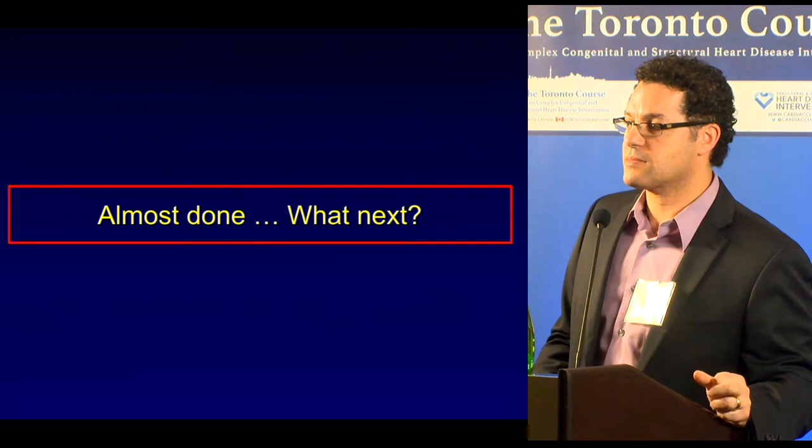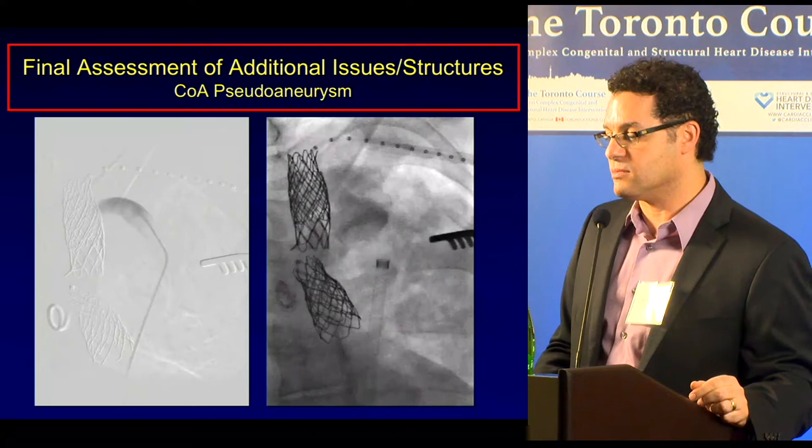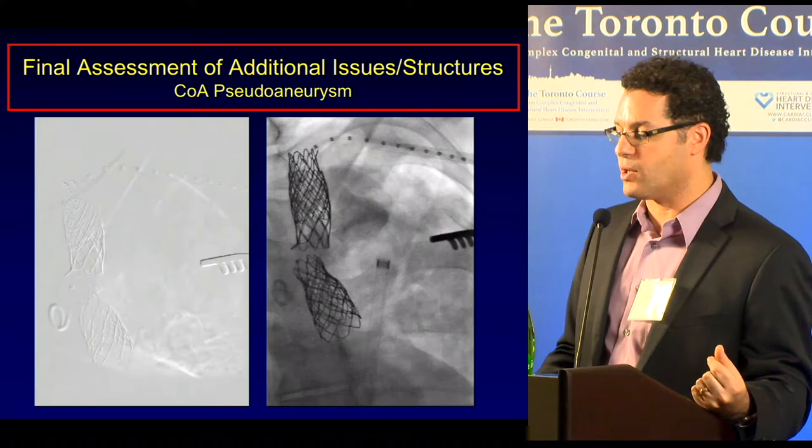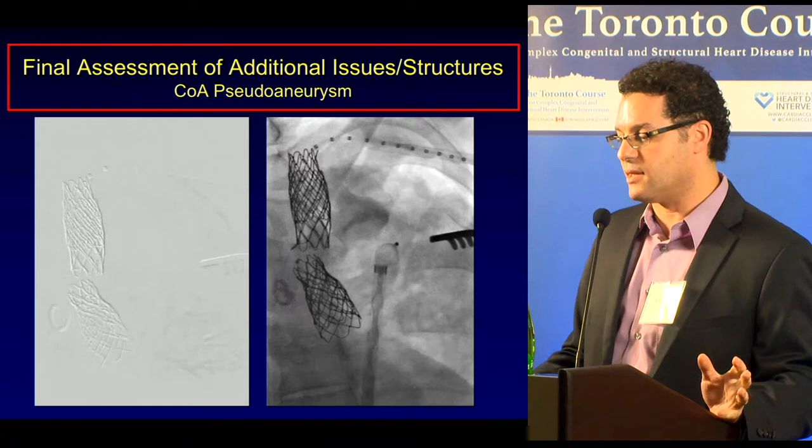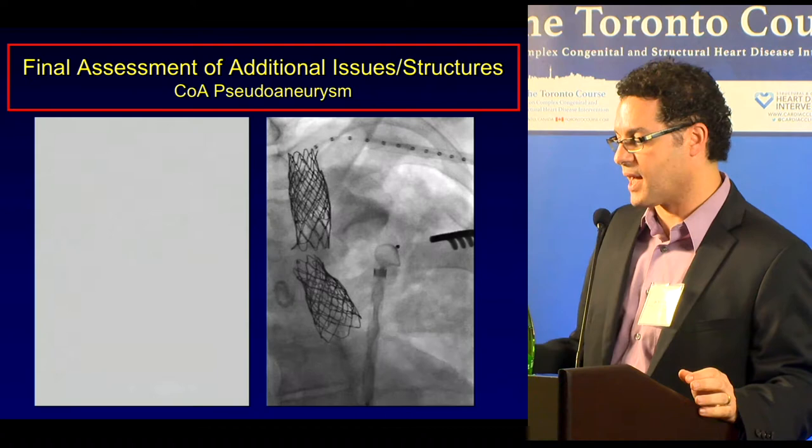Okay, so now, don't forget, you still have a pseudoaneurysm that could potentially be bleeding. With the coarct in place, it was a very low pressure phenomenon. Now you have a much, much higher pressure feeding into this. So you can now better appreciate that the interposition graft really doesn't look like it's coming off the subclavian, and the whole pseudoaneurysm is filling from that.